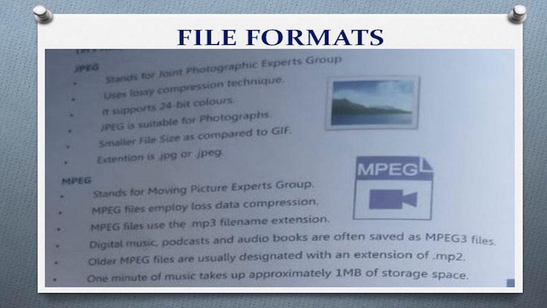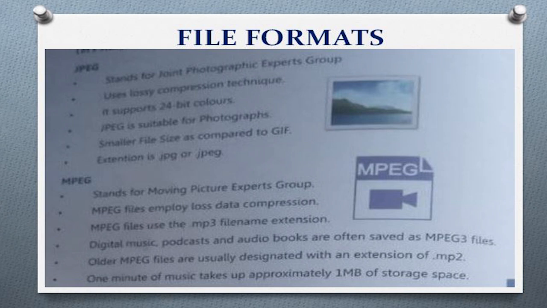Next one is file formats. First one, JPEG, stands for Joint Photographic Experts Group. It uses a lossy compression technique. It supports 24-bit colors. JPEG is suitable for photographs. Similarly, file size is smaller as compared to GIF. Next, the extension of JPEG is .jpg or .jpeg. If your photo is there, the format will be .jpg.